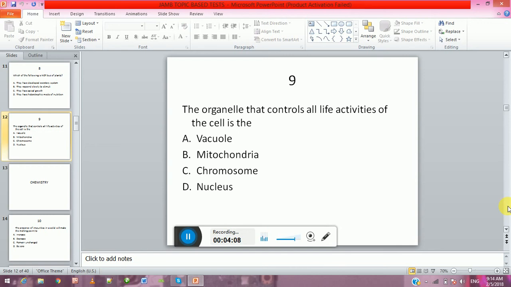The organelle that controls all life activities of the cell is A. Vacuole. B. Mitochondria. C. Chromosome. D. Nucleus.